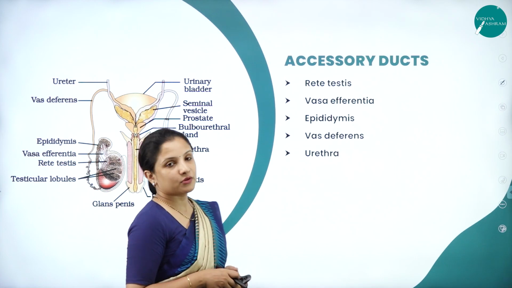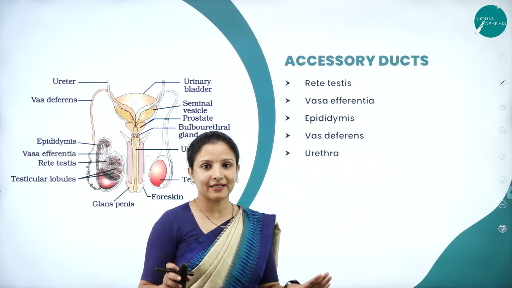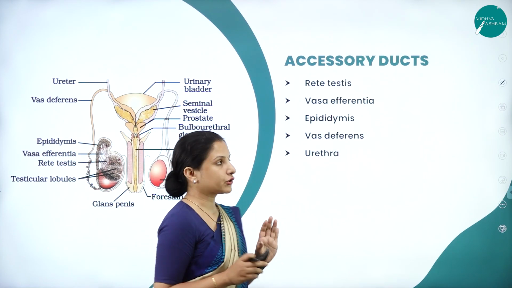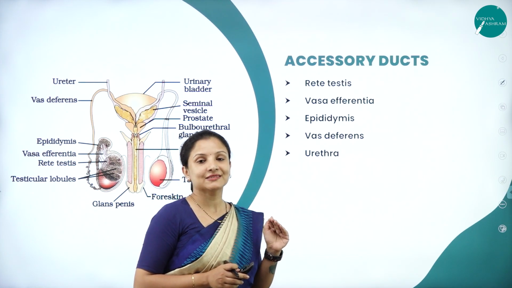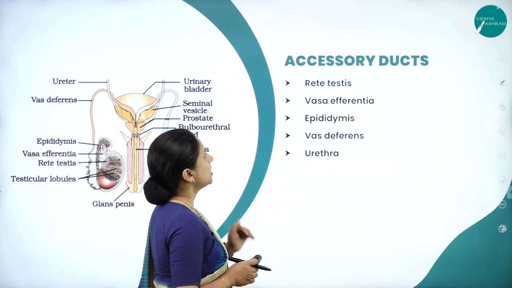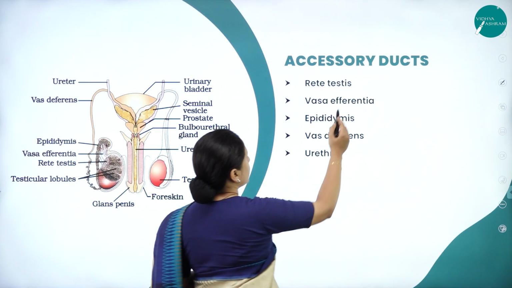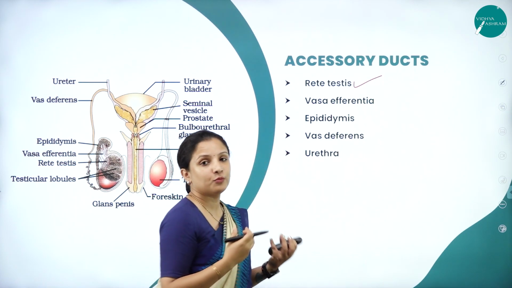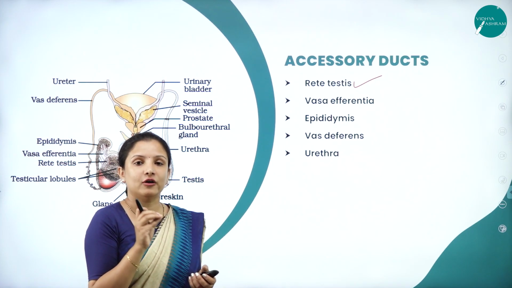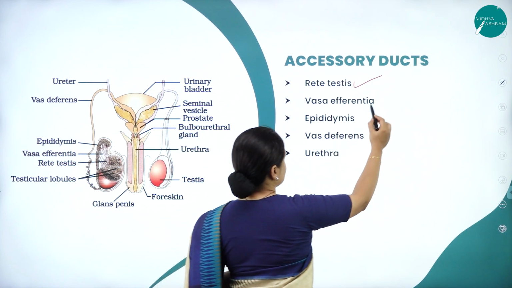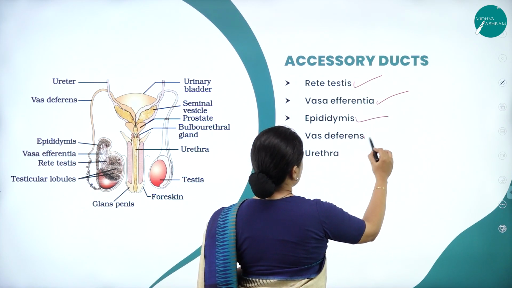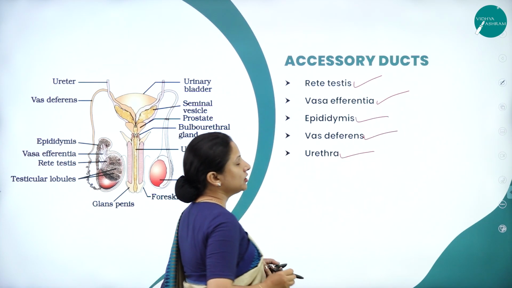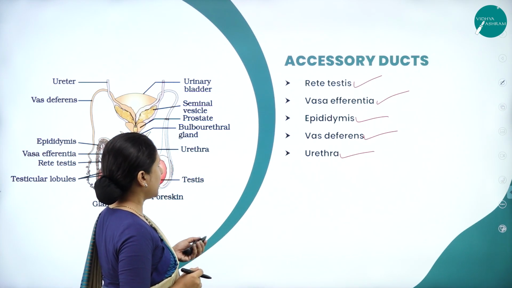Now, this was about the primary sex organ, the testis, and its structure. Now we'll study the accessory organs, or the secondary male sex organs. The accessory ducts are the rete testis, vasa efferentia, epididymis, vas deferens and urethra. All these are tube-like structures, which is why they are called ducts. We'll talk about these one by one.